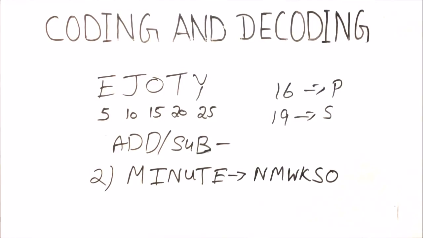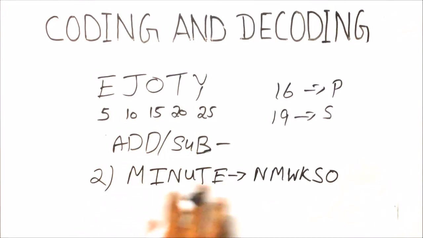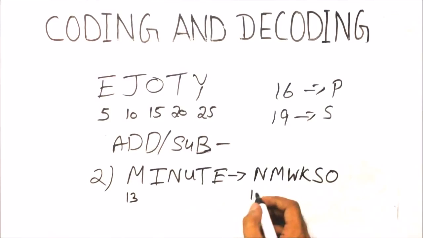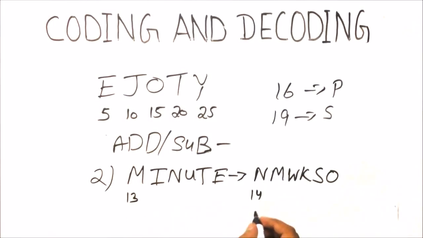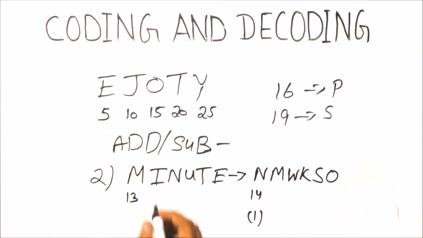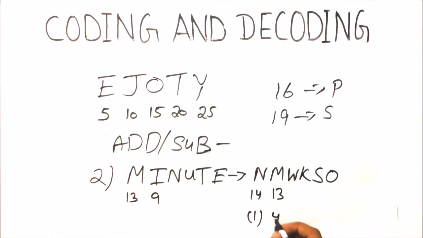Now here you could easily see, because we are doing the addition and subtraction pattern, we need to find out the difference between the corresponding numbers. The first letter is M, which comes at the 13th place in the alphabetical order, and N comes at the 14th place. So there is a clear difference of 1. If you look at the second letter, I comes at the 9th place in the alphabetical order, and M comes at the 13th place. So here the difference is 4.